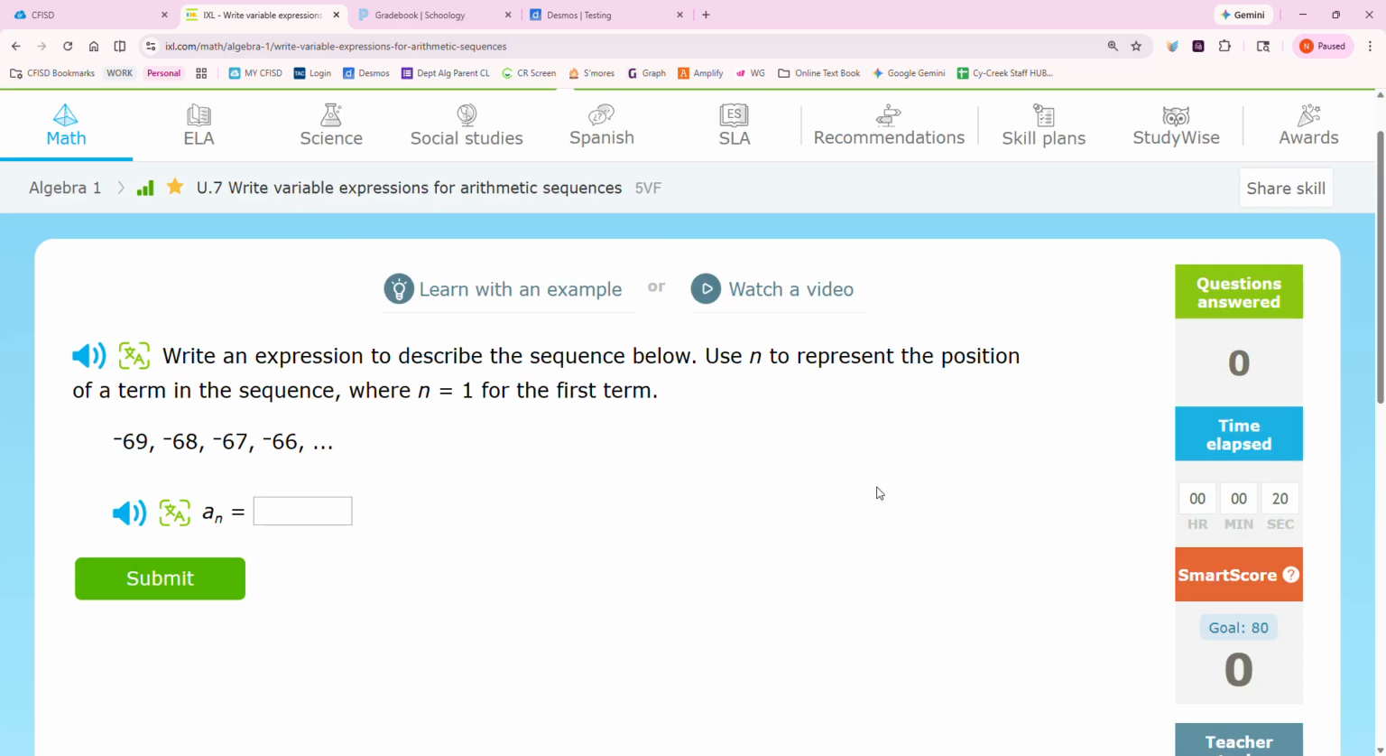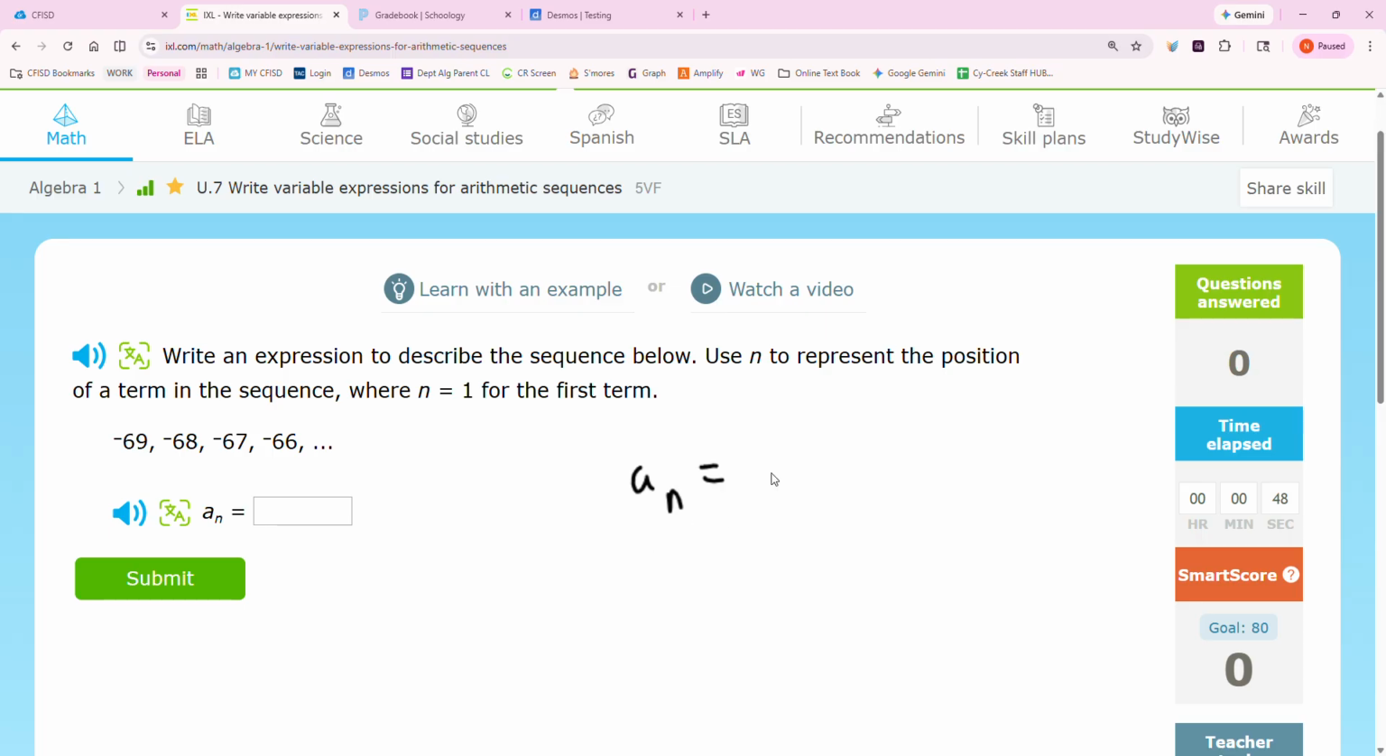Right, so on this one, on the IXL for U7, we're going to be writing the variable expressions for arithmetic sequences. What that means is that we're looking for the explicit formula for the arithmetic sequence. Now, the explicit formula is a sub n or f of n. The a sub n is just function notation. It's just another way to write function notation, okay?